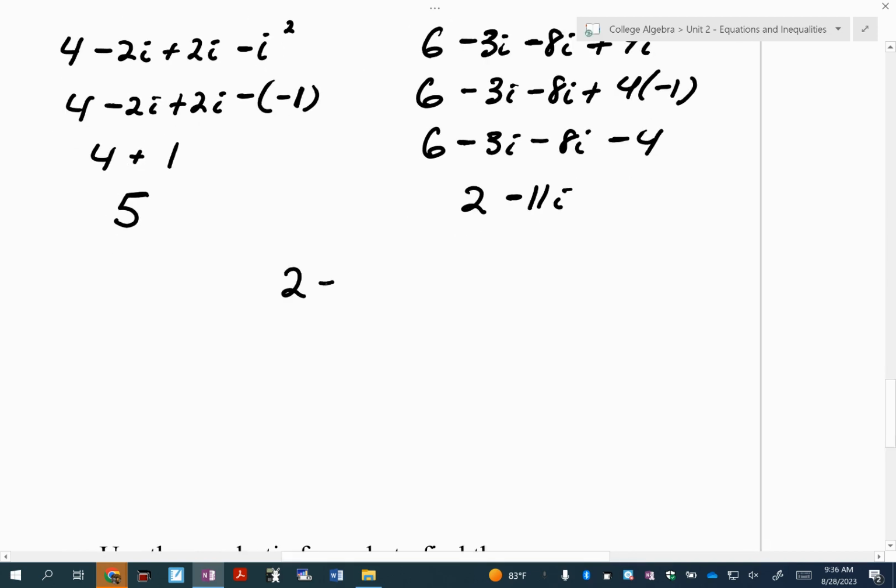So you can put these over each other. The 2 minus 11i is my new numerator. And my new denominator is 5. All right. In Delta Math, when you did this, there was some reducing that needed to happen. For my test, all you got to do is leave it like that. That'll get you full credit.